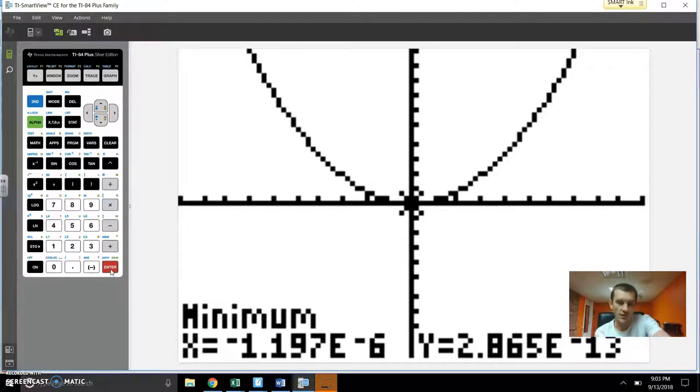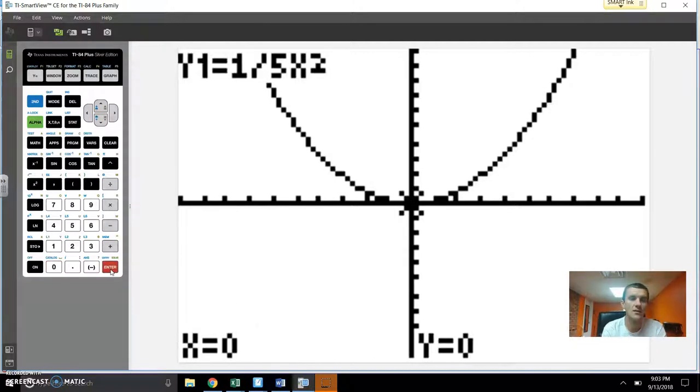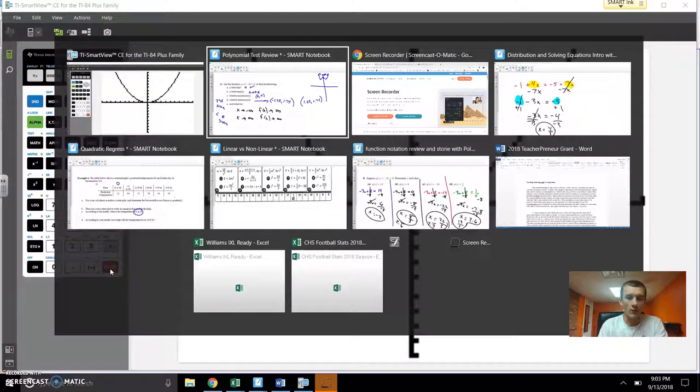Now watch out for this right here. This is an approximation. This is scientific notation, so really they hit at 0, 0, 0. So we can also do that with relative max and relative minimum.